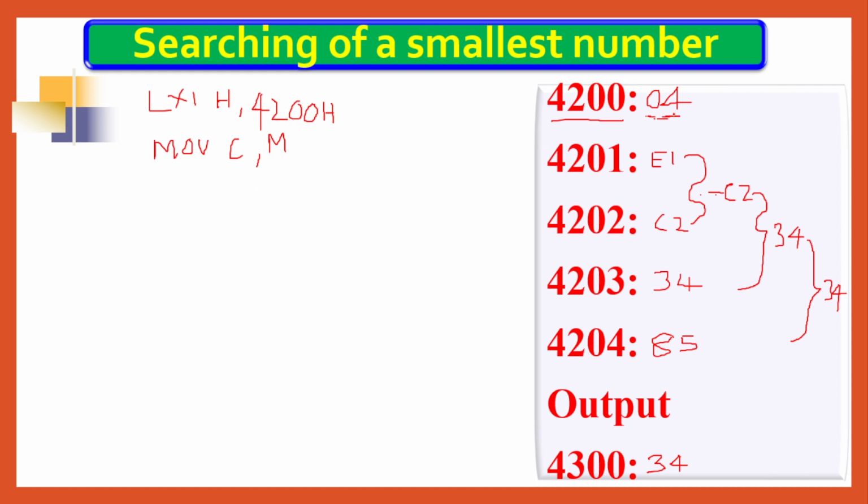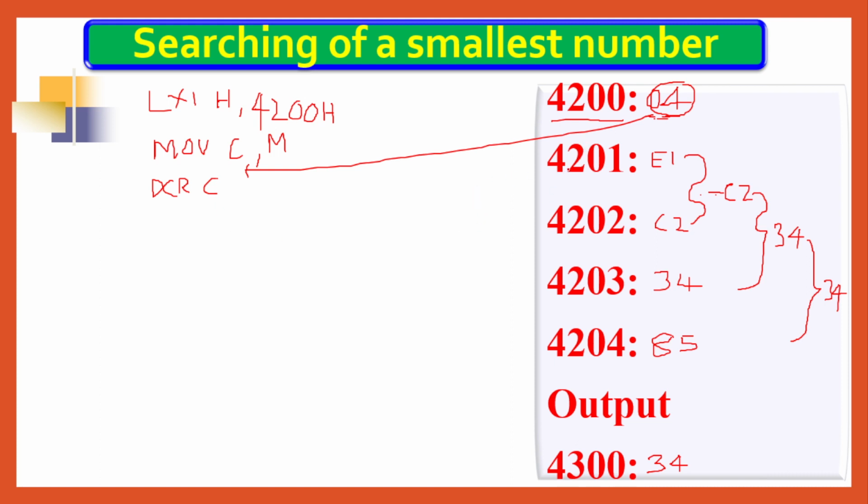For example, in this case, the 04 will be copied to the C register, because whenever M is referred, it will refer to the HL pair. The HL pair will give you the address 4200. That address will give you one 8-bit data that will be copied here. So for n data we have n minus 1 comparisons. So straight away decrement this C register, DCR C. So the count initialization and decrement is over.